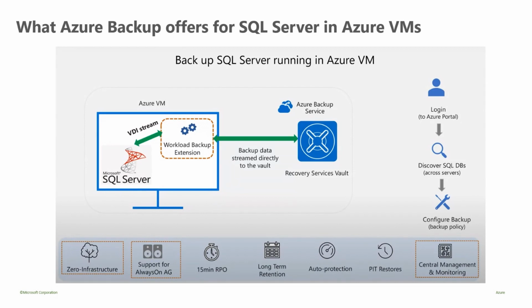We do have support for the HA configurations that Logan mentioned earlier, especially Always On AG. We give 15-minute RPO. Especially we support long-term retention. If you want to store data for 10 years, it is possible. And we even give archive support to make sure that it is optimized on cost as well. We do offer point-in-time recovery, central management, and hey, if you are always adding new databases, just use auto protection. And the whole experience is very simplified. The onboarding experience is pretty simple. Just log into Azure portal, discover the SQL databases, and configure backup.